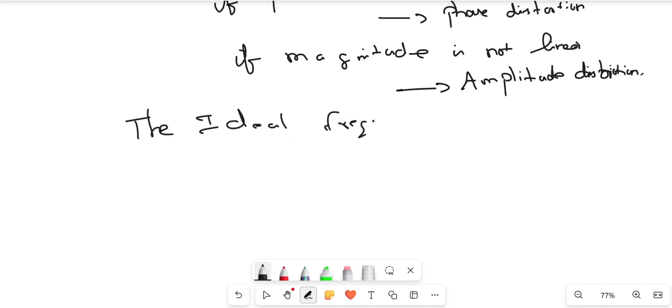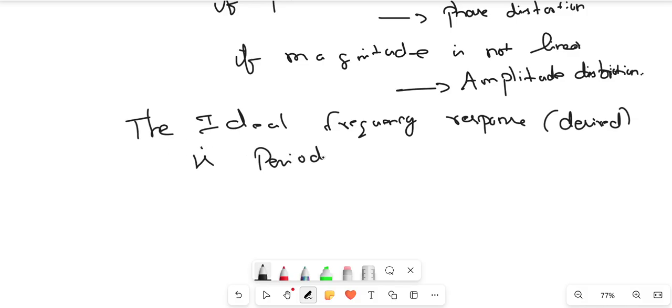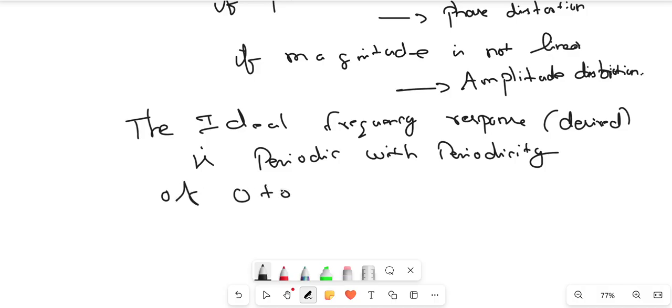is normally periodic with a periodicity of 0 to 2 pi, or the range between minus pi to plus pi.